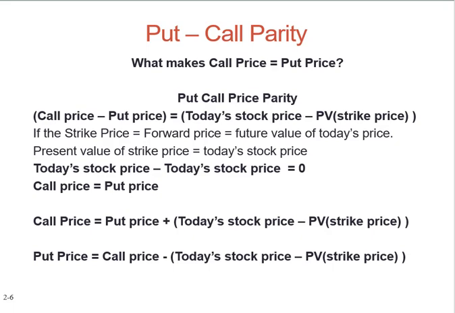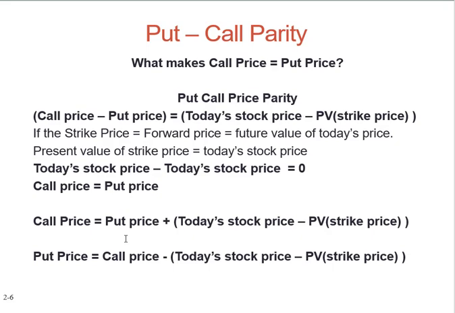So if we drop down one line, if the strike price equals the forward price, that's equal to the future value of today's price. If we present value the future value of today's price, we get back to today's price. So we now have confirmed the put-call parity relationship. I'm going to refer to today's stock price minus the present value of the strike price as simply the price difference. So we can price a call based on a put, or we can price a put based on a call.